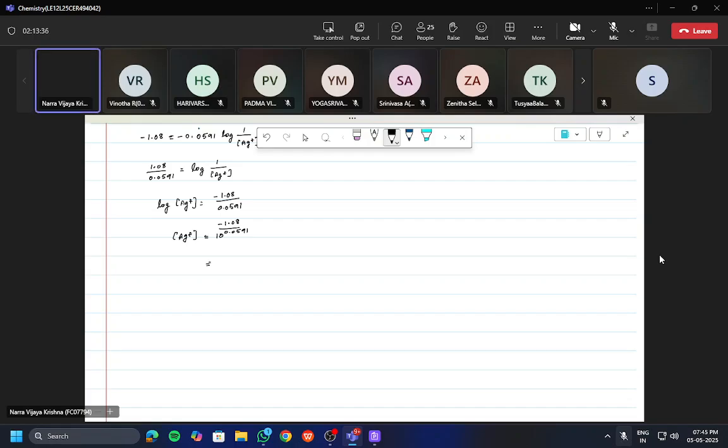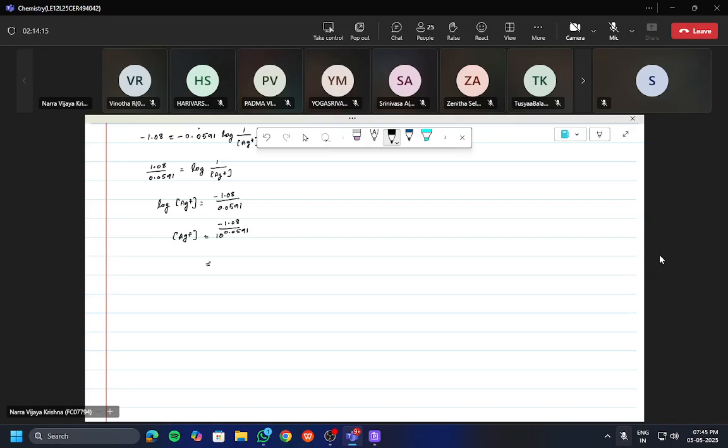So I am finding that value. 10 power, what is that value? Minus 1.08 divided by 0.0591 is equal, oh sorry, is equal to 5.3197. That value is 5.3197, right?